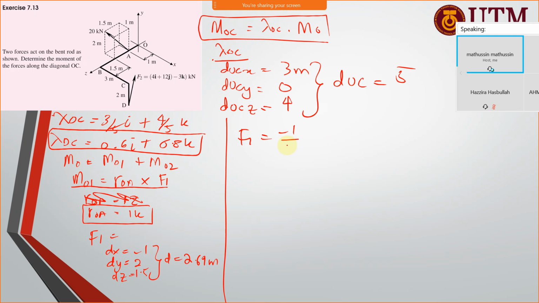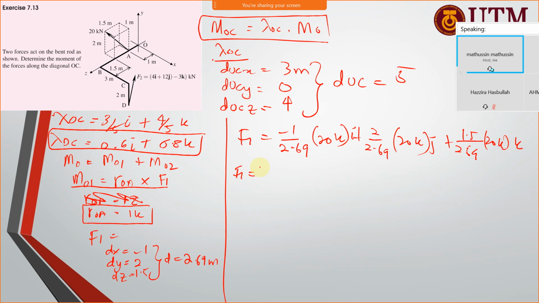So from here kita boleh dapatkan F in terms of vector, which is dx -1 bahagi 2.69 darab 20 kN i, tambah 2 bahagi 2.69 darab 20 kN j, tambah 1.5 bahagi 2.69 darab 20 kN k. Jadi simplifiedkan lagi, kita akan dapat -7.43 kN i tambah 14.87 kN j tambah 11.15 kN k. So this is our F.